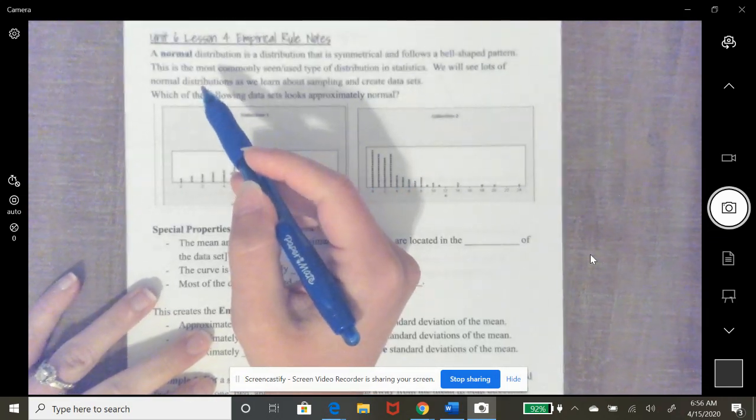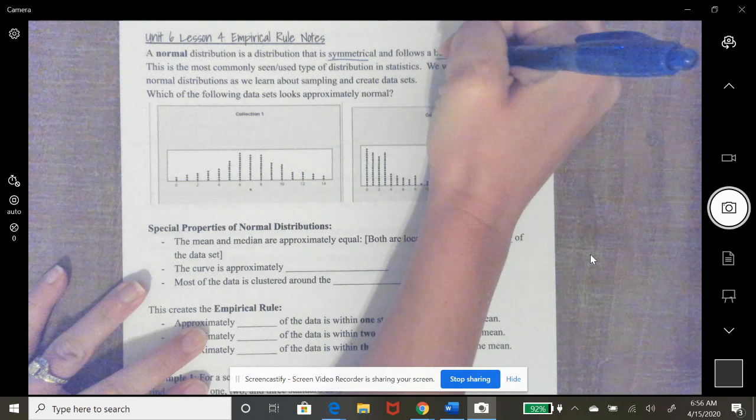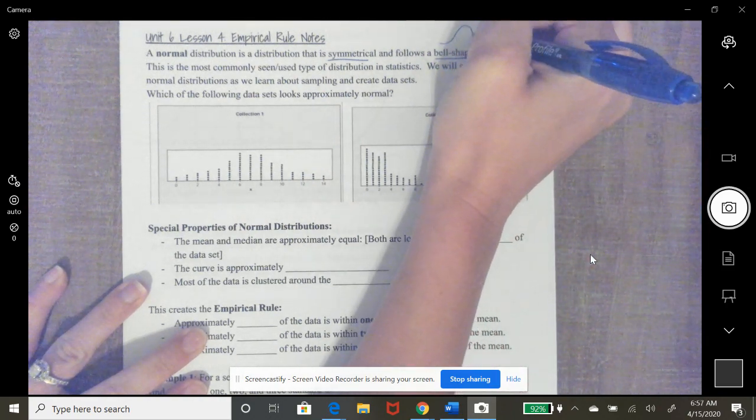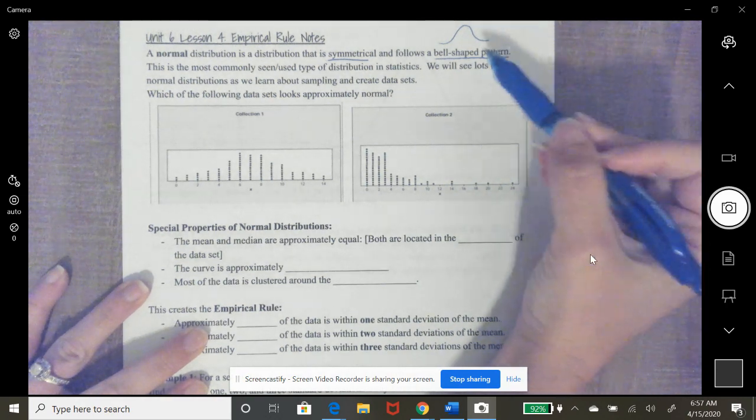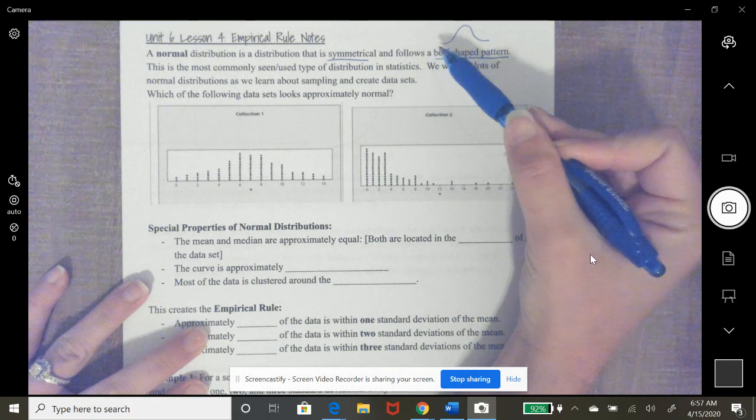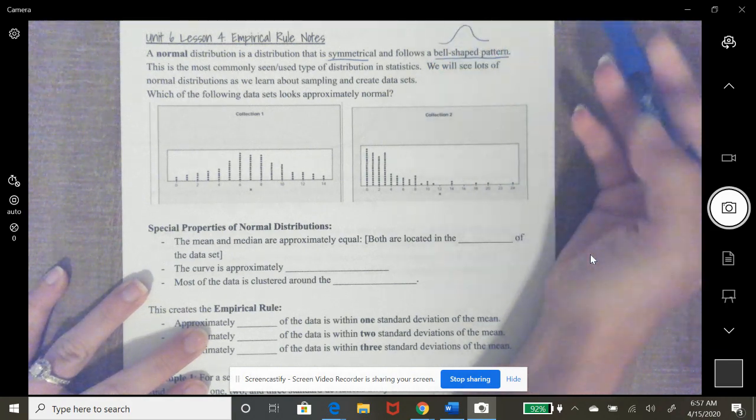A normal distribution is a distribution that is symmetrical and follows a bell-shaped pattern. Literally, that means the shape of a bell, the top of a bell. You don't have to draw the bottom of the bell, but your data, if it's normal, is going to follow this pattern right here. And you can see how that's symmetrical. You have the same on both sides.